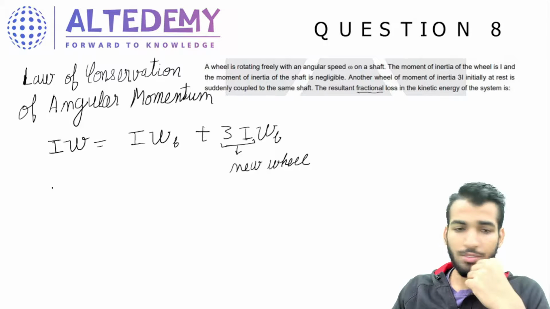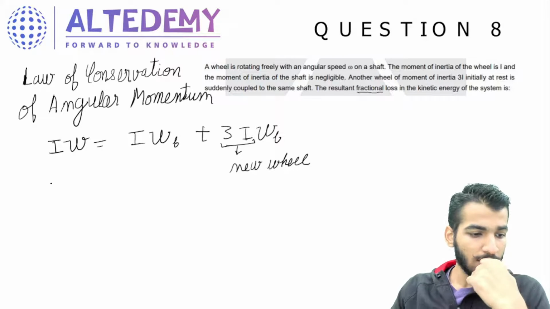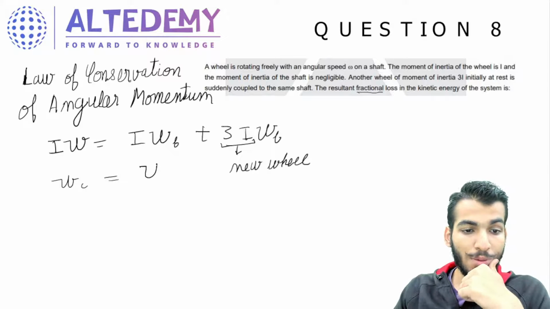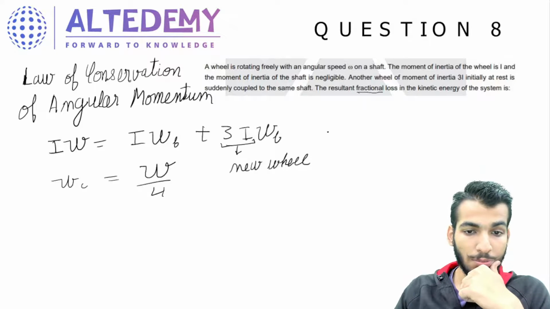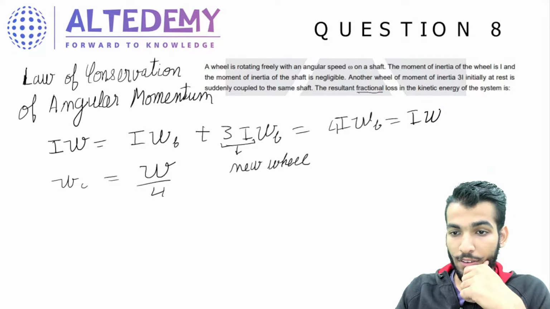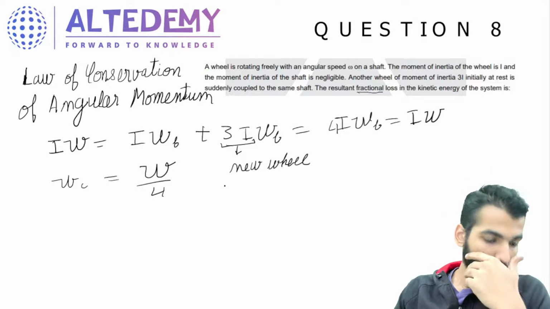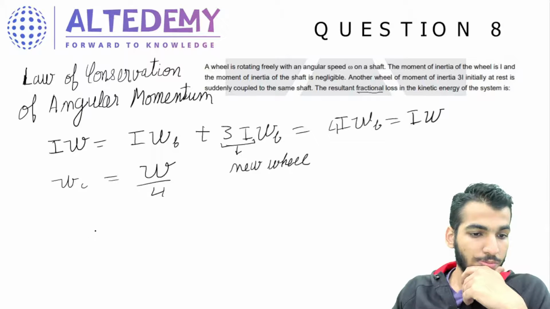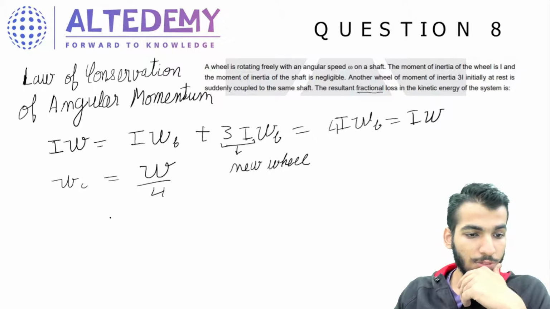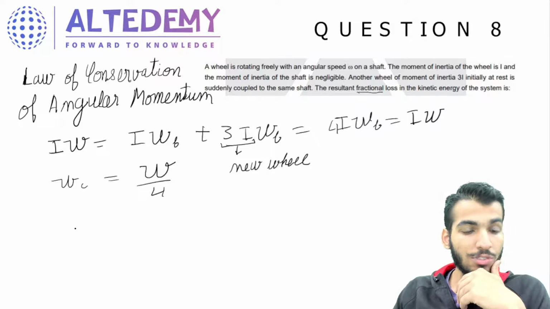I omega square. So omega f shall come out to be, we are gonna add them, omega by 4, because this will be equal to I omega f plus 3I omega f, and that shall be equal to I omega. Omega f shall be equal to omega by 4. That's obvious now. So what will be the loss of kinetic energy?